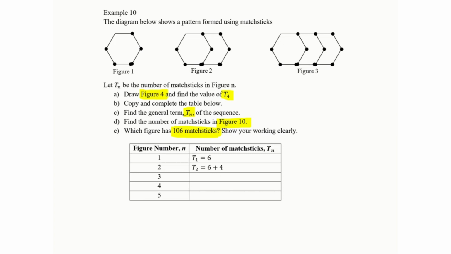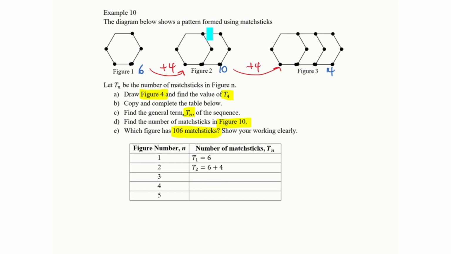So if you count the number of matchsticks in figure 1, you realize that it is made out of 6 matchsticks. Figure 2 is made out of 10 matchsticks. Figure 3 will be made out of 14 matchsticks. And you realize that from figure 1 to 2, there is an increase of 4 matchsticks. And from figure 2 to 3, it will be another increase of 4 matchsticks.